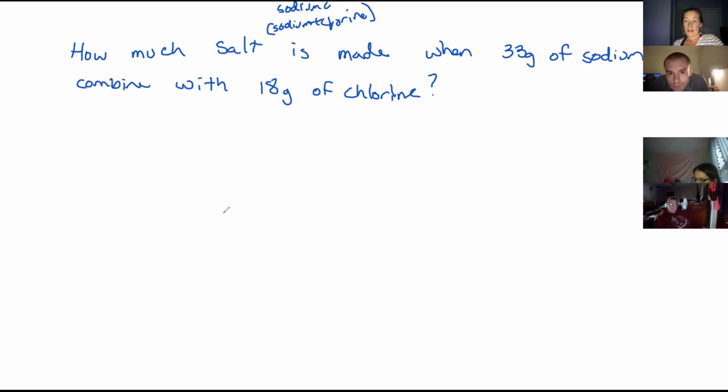So if I was to write a basic equation for this, I don't even have to know the symbols or anything like that, but it's saying sodium combines with chlorine. Okay, so I've got sodium and it's combining with chlorine, and it's going to make salt.